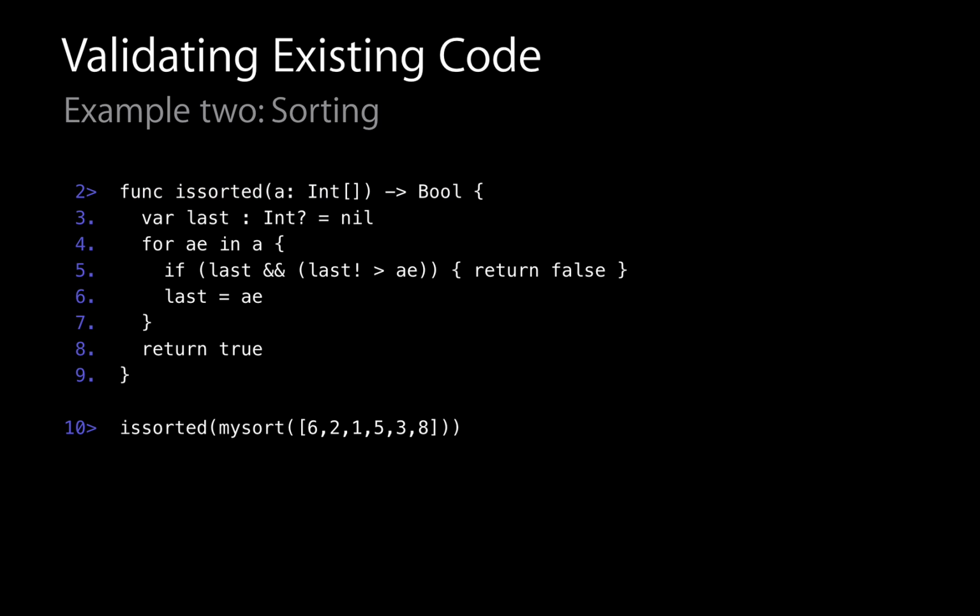If I run isSorted on the result of using my compiled mySort function on an array, I see indeed that the mySort function was implemented correctly for this case and the isSorted function returns true. This is the kind of ad hoc unit testing that I was talking about.